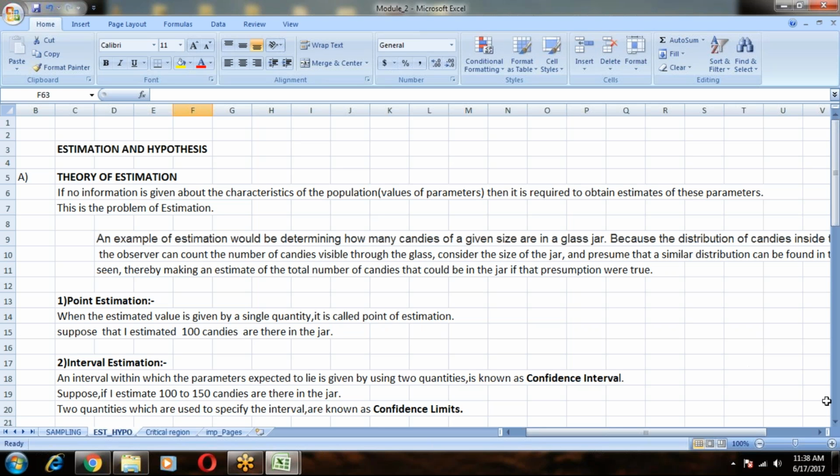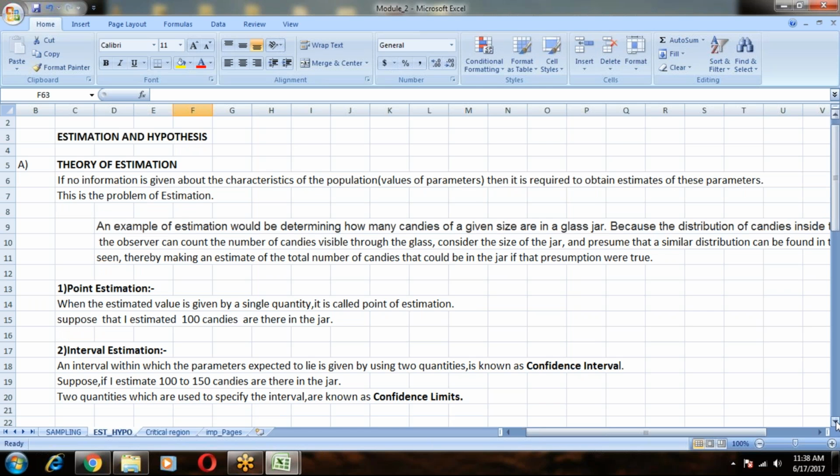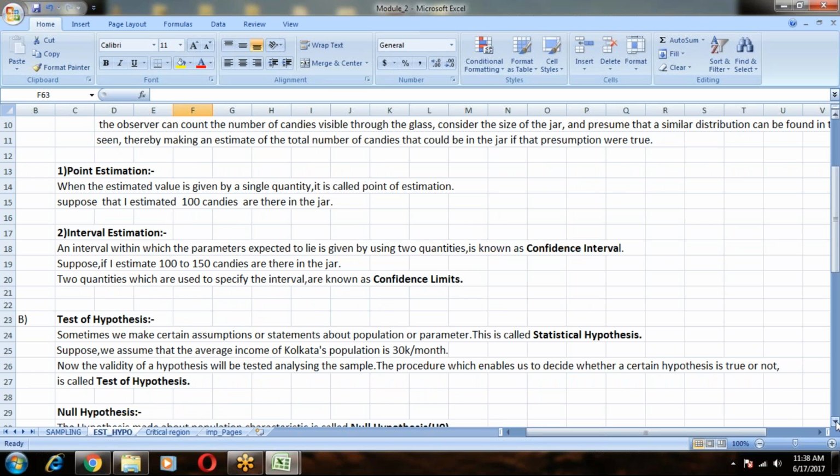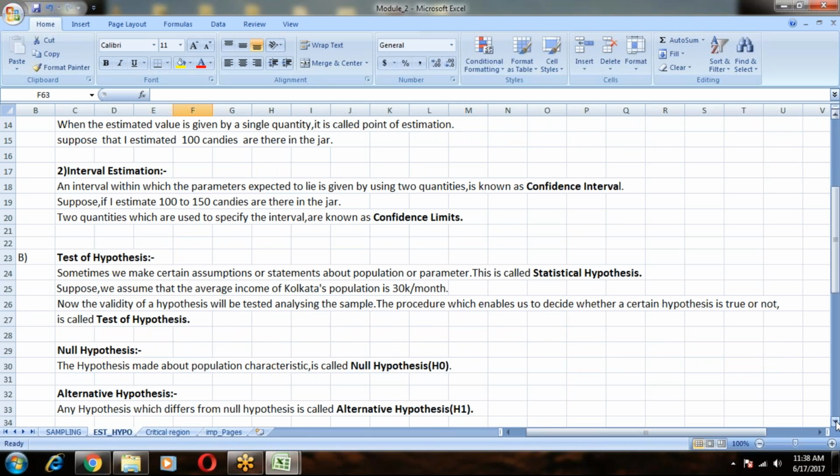Now, there are two types of estimation: point estimation and interval estimation. What is point estimation? Point estimation means, suppose you tell me the average income is 25K per month. That means you are giving me one particular value, one point only. That is your point estimation. Now what is interval estimation? It tells me that the average income lies between 25K and 35K. So I'm giving a range. This is your interval estimation.